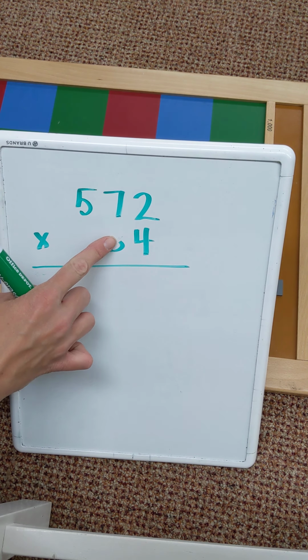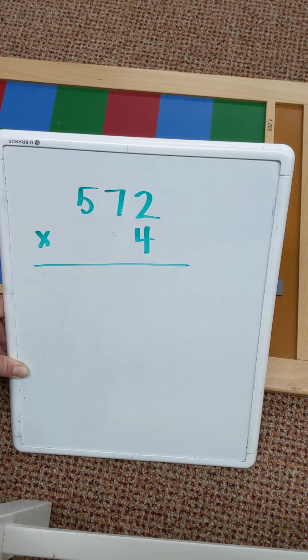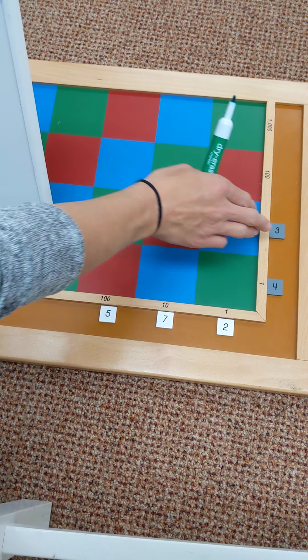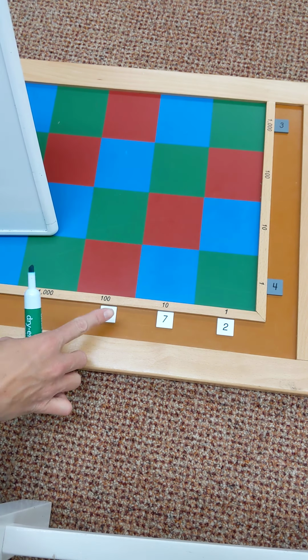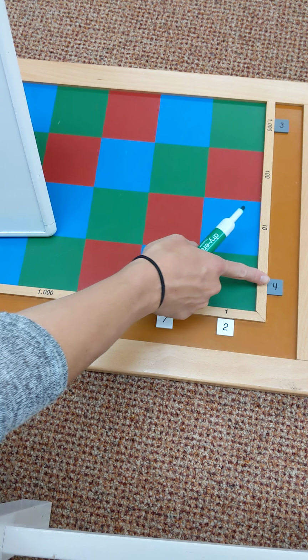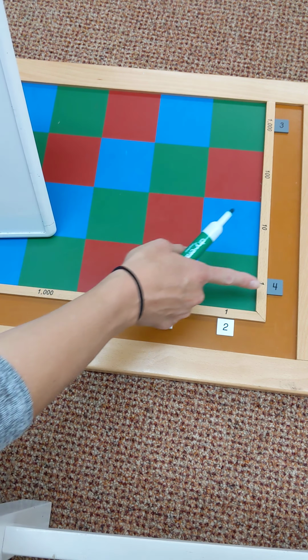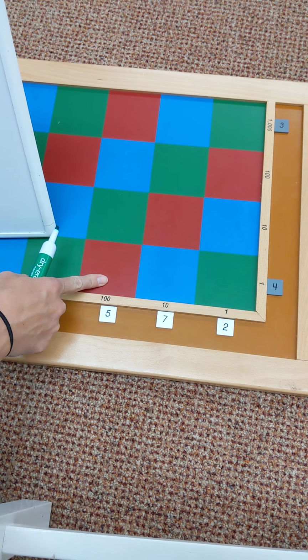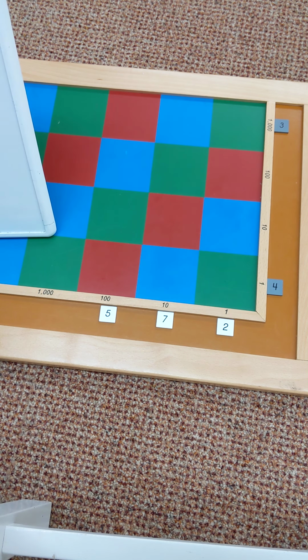Now the easiest way is when we just did it times 4. I know you remember this. On the checkerboard, it looked like something like this. We just had 572 times 4. We do the 2 taken 4 times. That goes here. 7 times 4. 5 times 4. We did a little exchanging and then we were done.